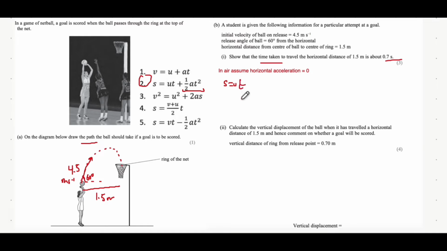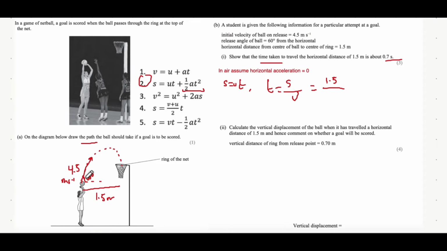That means that horizontally, in air, we can always use distance equals speed times time. Now, if you want to find the time, we rearrange that and say it's distance divided by speed. So it's the horizontal distance that's traveled from where it is to where it goes, which is 1.5. But then there's another trick to this question because the velocity isn't just 4.5 meters per second. It's the horizontal velocity that it travels with.